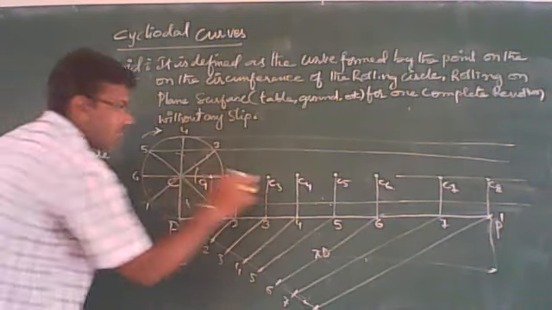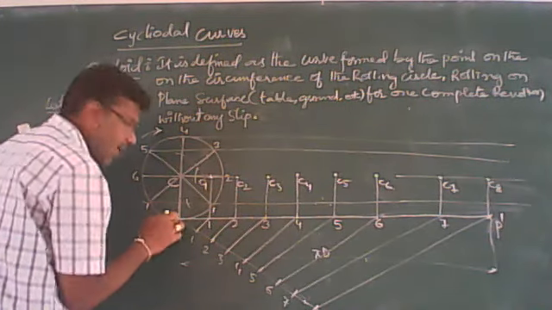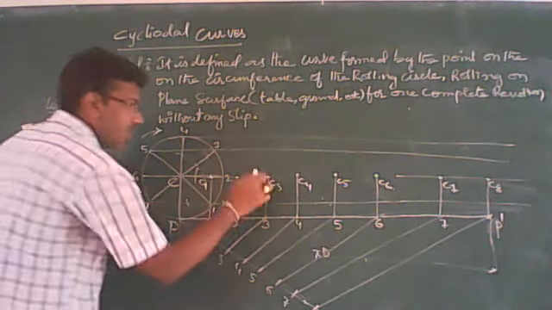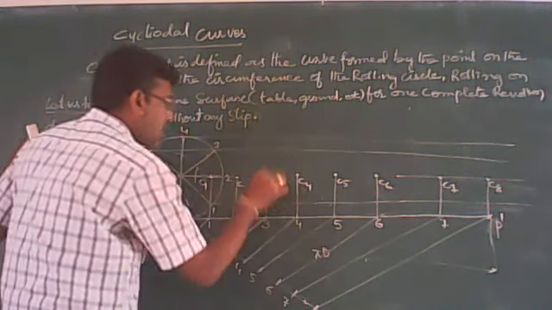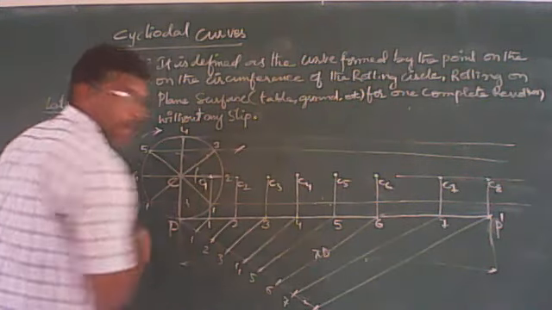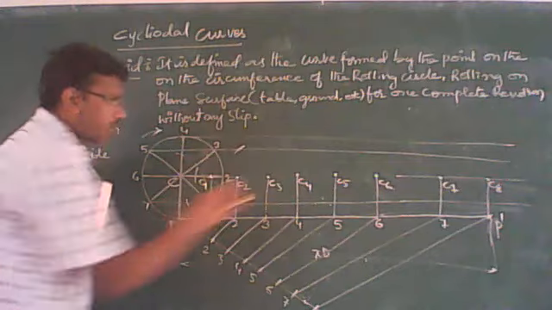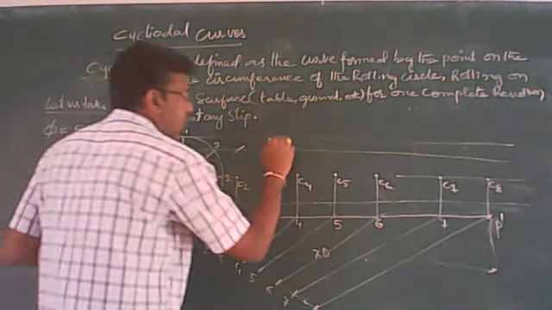Next, C3 as a center with the same radius, that is the radius of the circle. Where is the third line? Third line is here. So C3 as a center, you make an arc here. Okay. Next, C4 as a center, it is exactly above, make an arc.